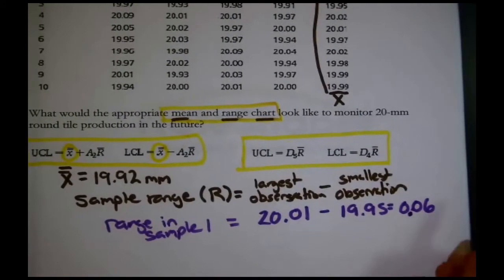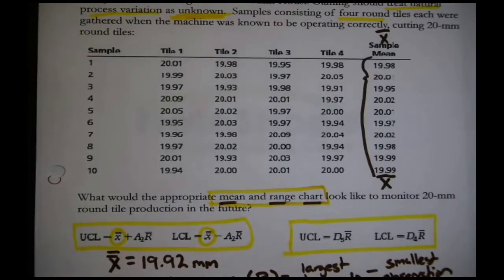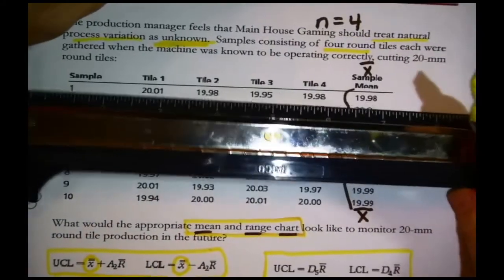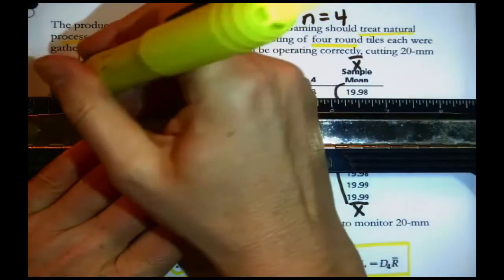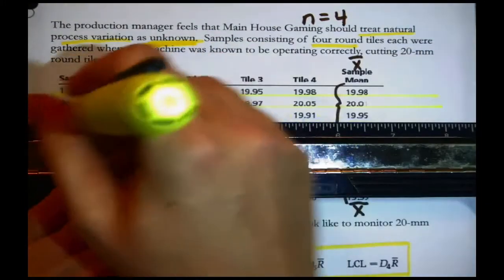Okay, but you know what? I don't just need the range in sample 1. Here's the work: I need the range in each one of these samples. The easiest thing to do would be to make a whole other column. So that's what I'm going to get set up to do here. I'm going to draw some lines first, just so my work stays neat, because there's 10 samples.